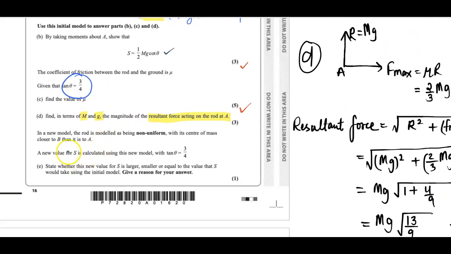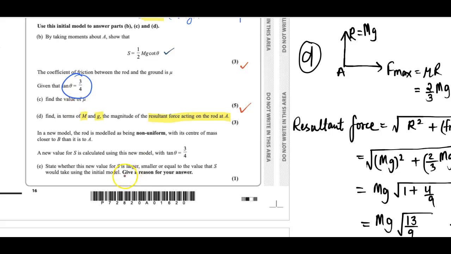In the new model, a new value of S is calculated. With tan theta, the angle theta is the same, that is not changing. Only the position of the center of mass is changing, like it's non-uniform, so it's shifted towards B. Now state whether this new value of S is larger, smaller, or equal to the value that S would take using the initial model. Give the reason for your answer.